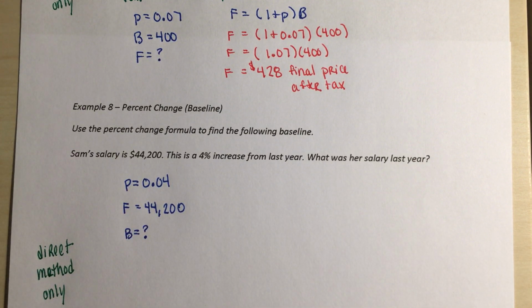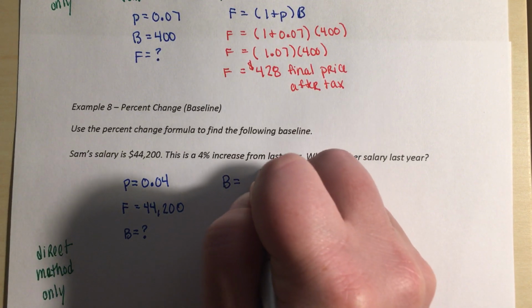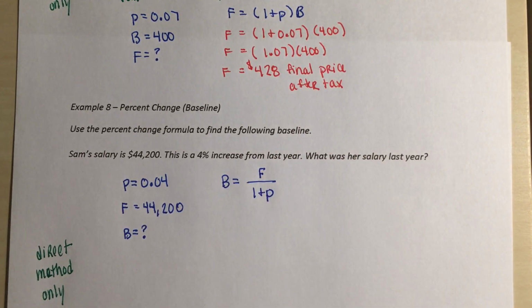So we're going to go back to the example from the last video, where we went through and generated some different formulas. One of the formulas that we generated was one for our baseline. And we ended up with a formula that said that B equals F divided by 1 plus P. On your notes, it's on page 5. In the videos, it's in the previous video.